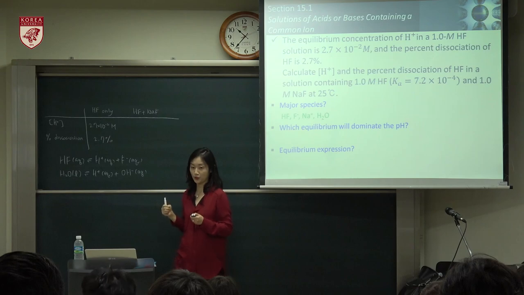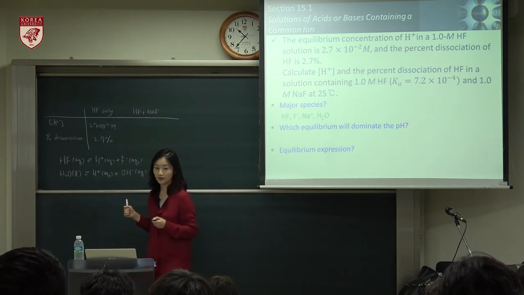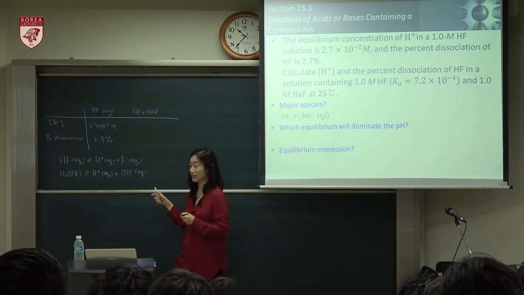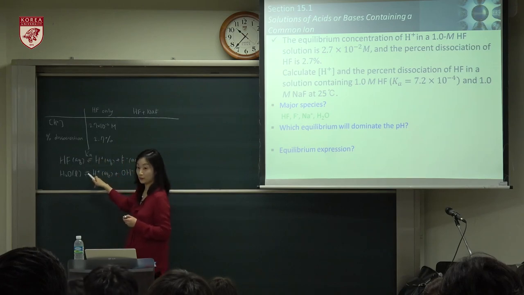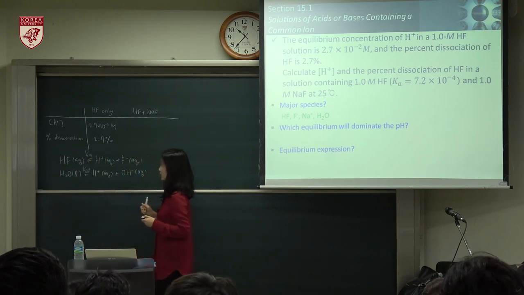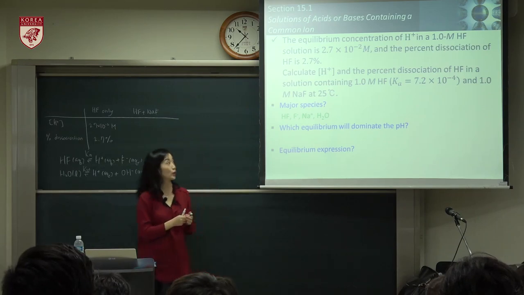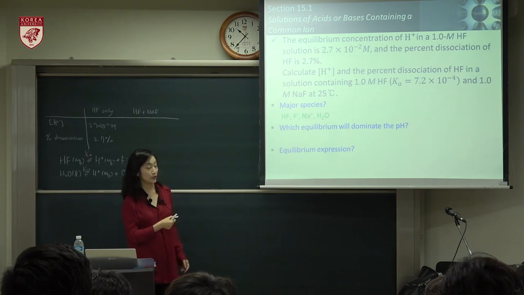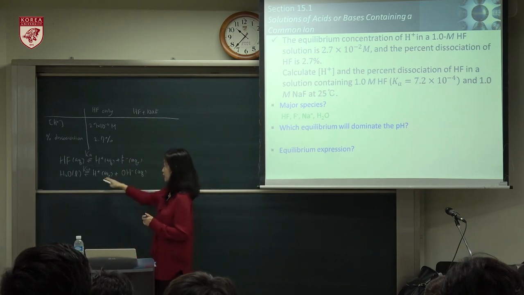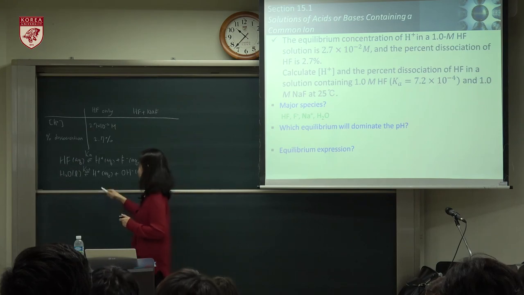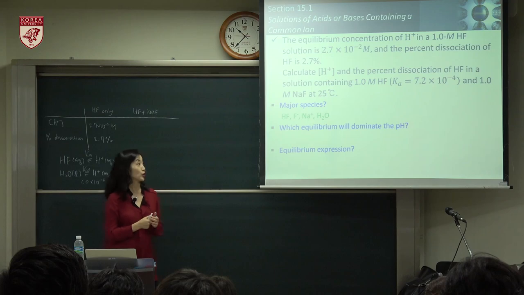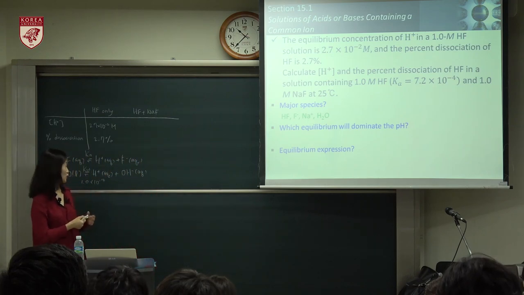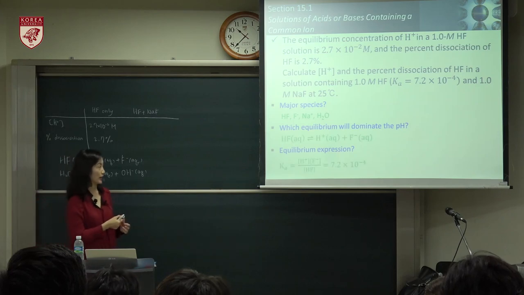How do we determine which one will dominate the pH? We compare the K values, right? The K value for this reaction is Ka, and for this one, this is the ion product, right? So Kw. So which one is larger? Ka is 7.2 times 10 to the negative 4, and Kw at 25 degrees Celsius is 1.0 times 10 to the negative 14, right? So Ka is greater than Kw. So the equilibrium that will dominate the pH is the dissociation of the weak acid, right?